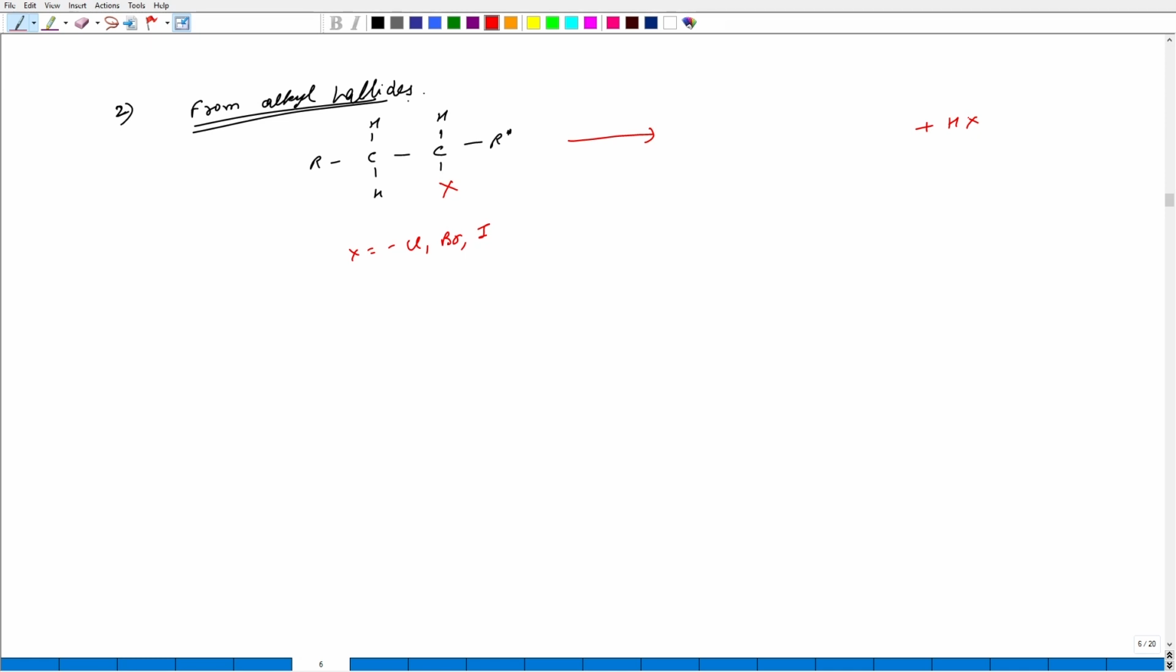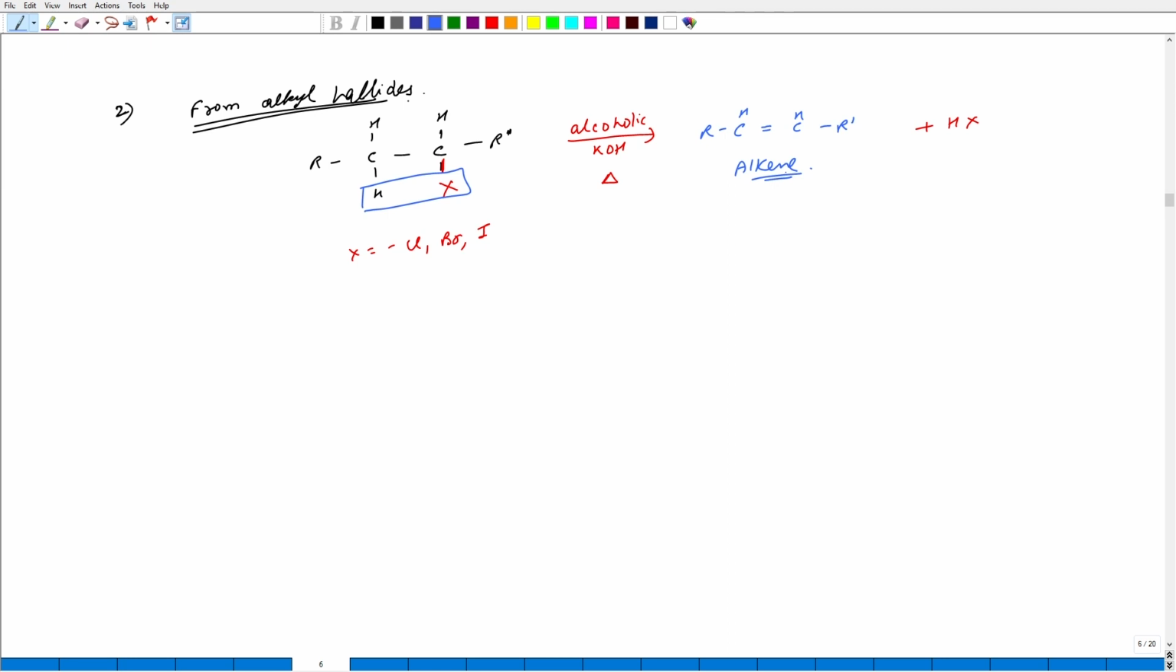So, what we do in that case, we use alcoholic KOH, and we heat up the reaction. What happens in that case, this X is removed and this hydrogen is removed, and this X and hydrogen form an HX and give us the alkene. So, this is how alkene can be produced from the alkyl halide.